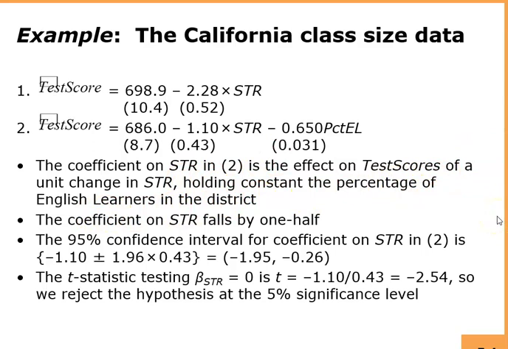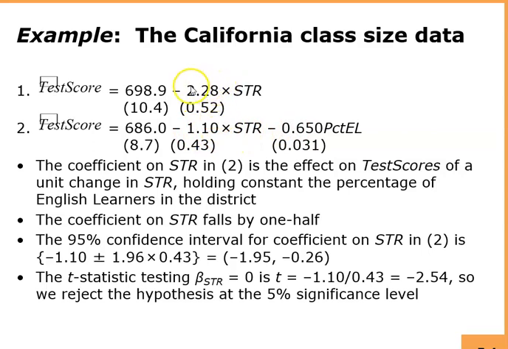But what is important is that this effect is when holding constant the percentage of English learners in the district. So as we mentioned in the previous lecture, we might actually be getting some omitted variable bias problem if we did not include the percentage of English learners in this equation, because some of the effect of having English learners in the classroom might be captured by the coefficient on the student-teacher ratio.